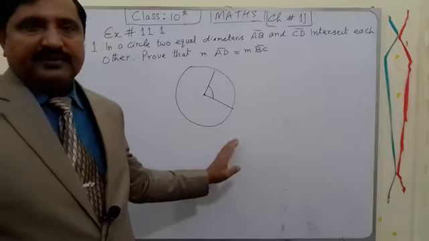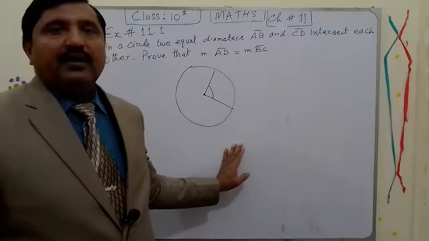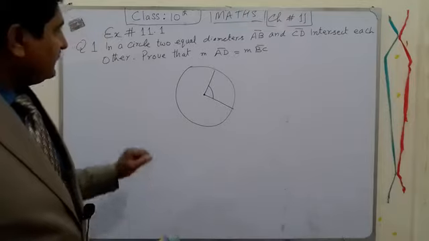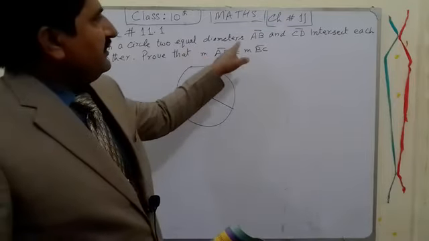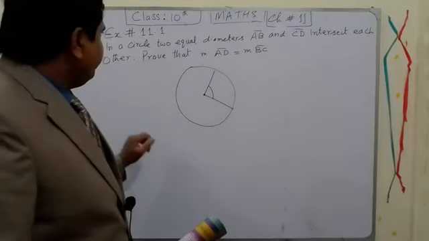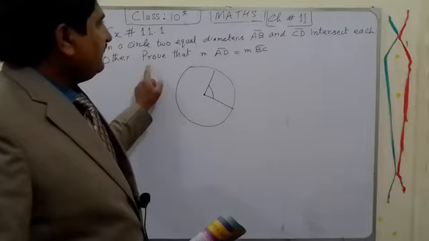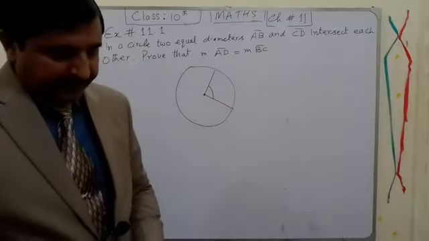Boys, we will discuss chapter 11 of class 10th and exercise 11.1, question number 1. In this question, the questionnaire says that in a circle two equal diameters AB and CD intersect each other, then we have to prove that the chords AD and BC are equal, right?